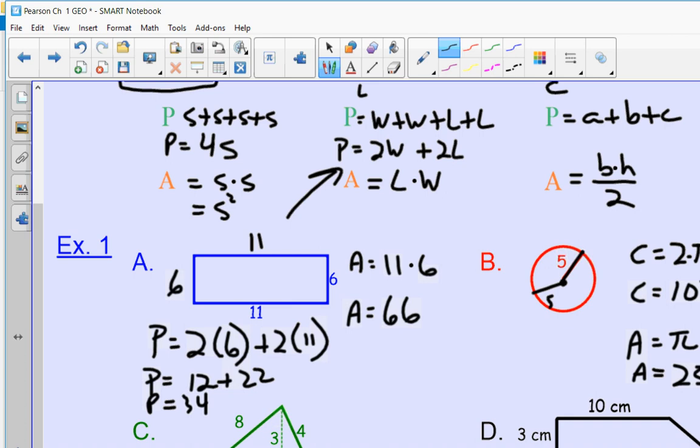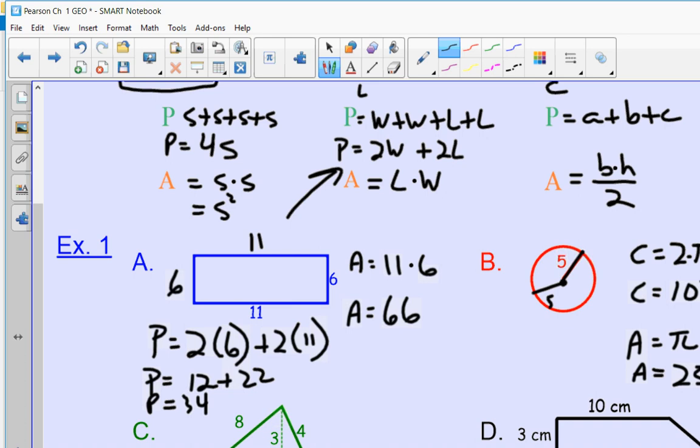I got 10. 2 times 5 is 10 times pi. Well, I'm going to change pi to that 3.14 that we talked about. Okay. So when I multiply that actually together, I get 31.4. So that's a real number. It's some, you know, more accurate something than just 10 pi.